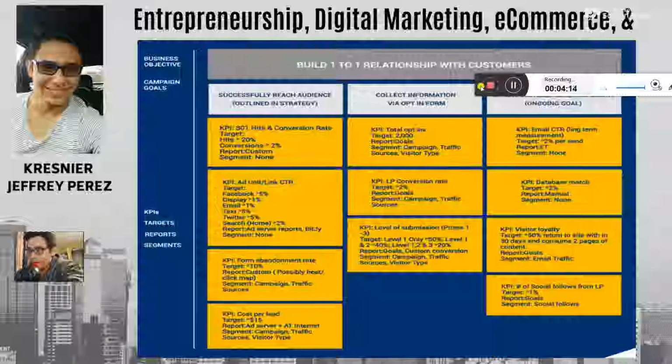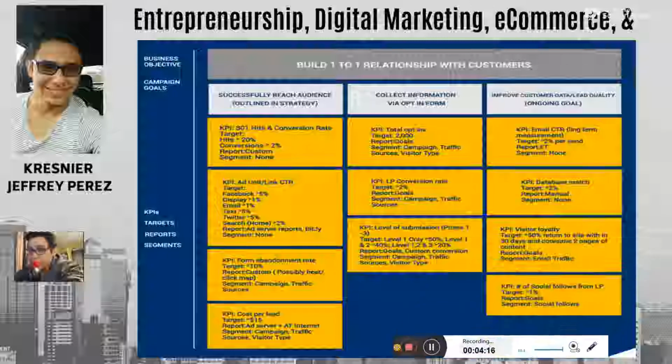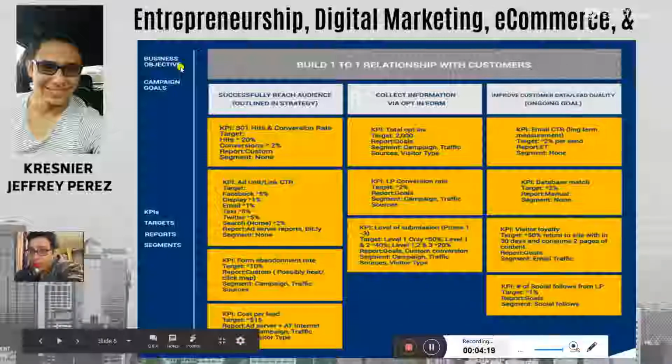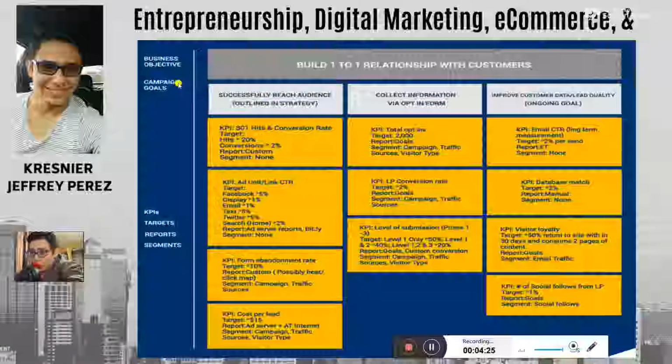Okay, so for this image, you will see how it always begins with the business objectives at the top, and it goes down to the campaign goals, which in turn eventually become KPIs. These KPIs will become specific segmented targets, and from these segmented targets you get reports, right? And from the reports of the data, you can segment that data even further. So you'll see here as an example, successful outreach of audience.